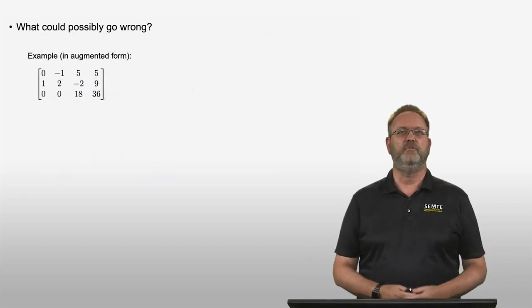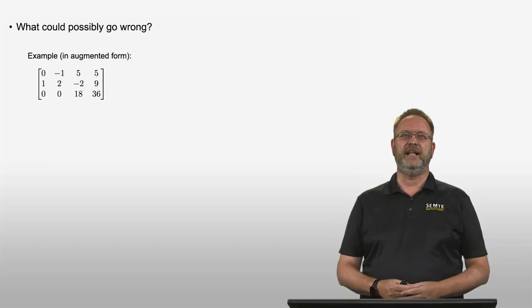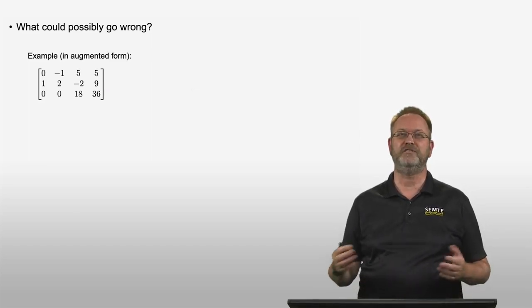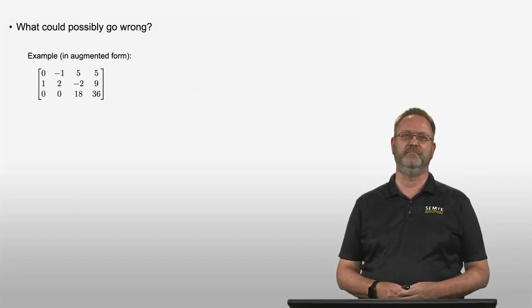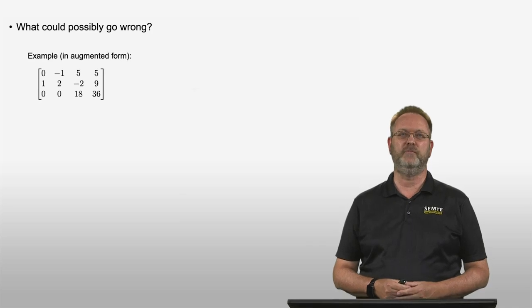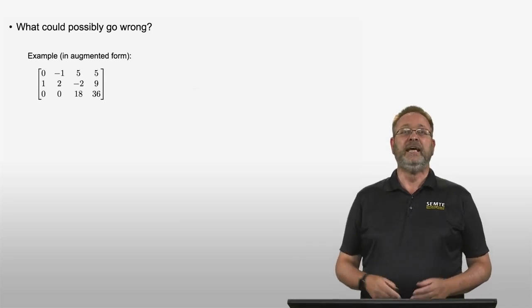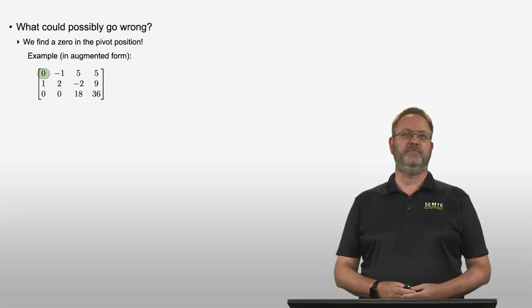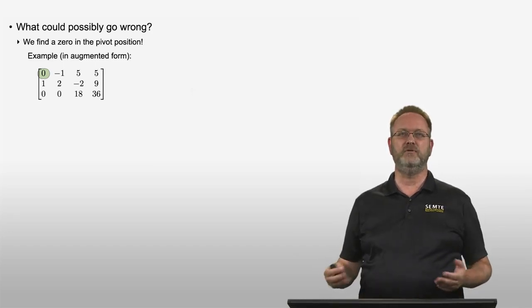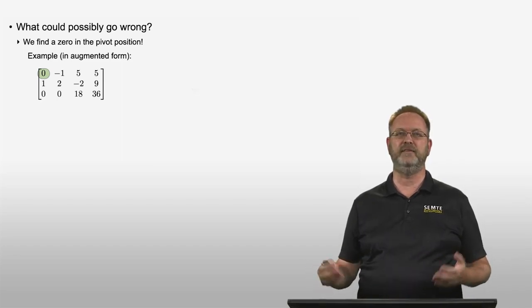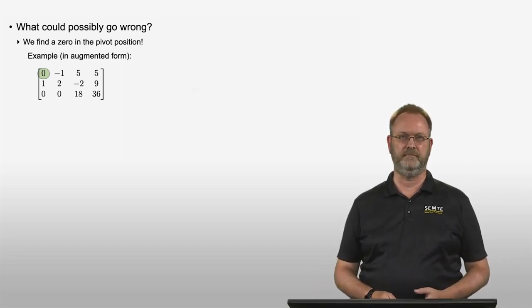In a prior video we talked about the Gauss-Jordan algorithm, and now we're basically asking the question, what could possibly go wrong with this algorithm? Here's an example where the augmented form of the matrix is shown. If we step through our algorithm, we look at the first pivot position and we find a 0 in that pivot position. So our very first step of dividing by this pivot value will fail.